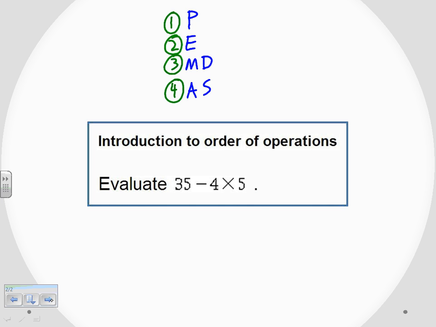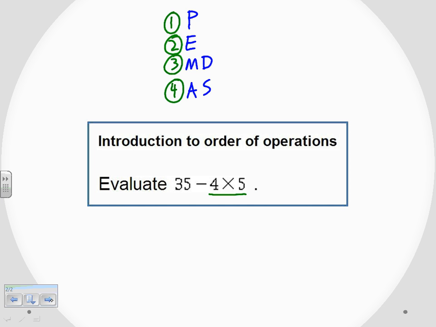So since this is an introduction, we don't have a whole lot going on. We have subtraction between the 35 and the 4, and we have multiplication between the 4 and the 5. So we've got subtraction and we've got multiplication. Our sequence here tells us that multiplication is done before the subtraction. So I'm not just going to go left to right and start off with 35 minus 4. Order of operations says that this is where I should really start.